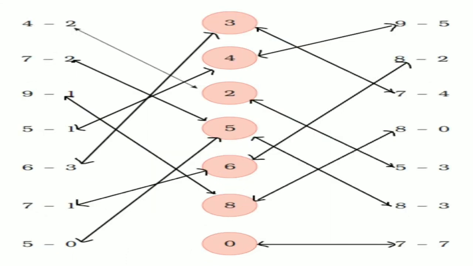9 minus 5. Let us count from 5 to 9. The next number after 5 is 6, 7, 8, 9. So how many numbers did we count? 4 numbers. So 9 minus 5 is 4.